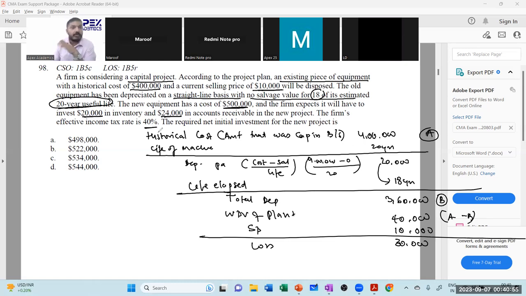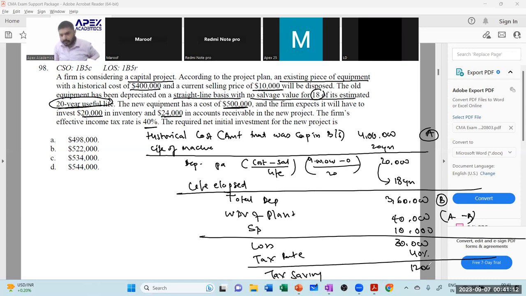The tax rate is 40%. Hold on. Tax is paid on income, and because of losses, there is a tax saving, is what is assumed in financial management and costing. Tax rate 40%. So what is the tax saving? 12,000. 12,000 is your saving of tax.